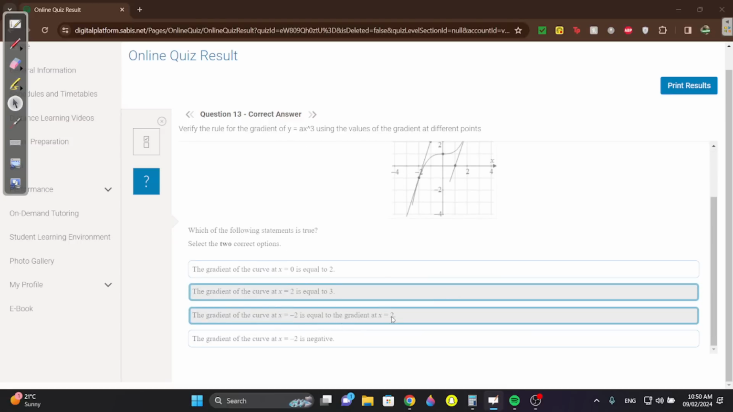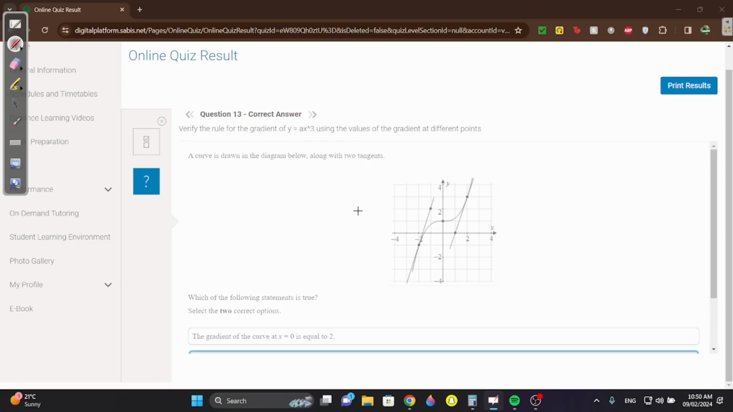And the gradient of the curve at x equals -2 is equal to the gradient at x equals 2. If you look at the gradient at x equals -2, you can see it's obviously the same, right? If you want to prove it, again, you can do rise over run, or you can do y2 minus y1 over x2 minus x1. Again, see, it's running by 1, so rise over run, which is 3 squares, so 3 over 1, which is 3. Or if you want y2 minus y1, let's do y2 minus y1.